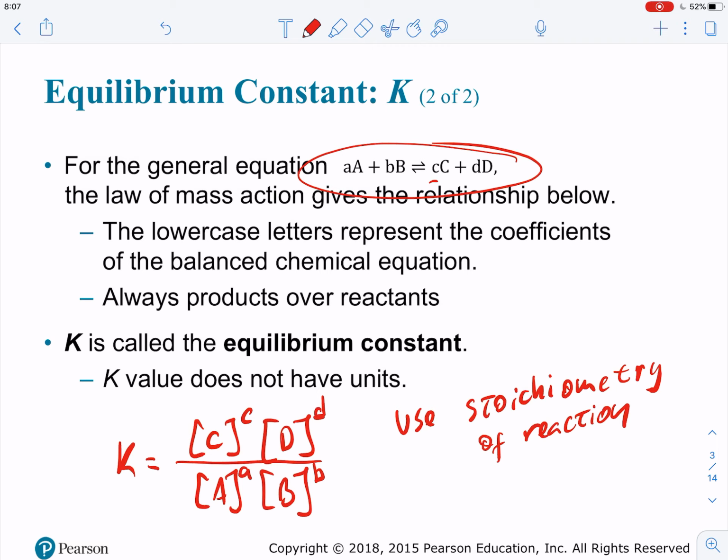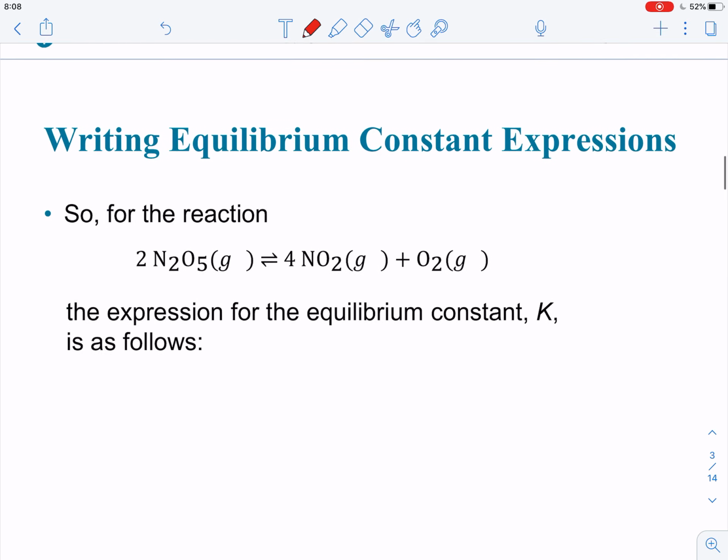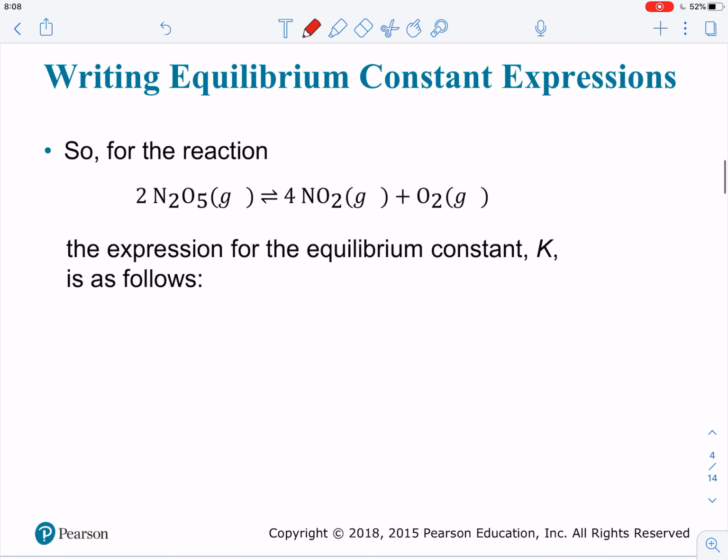You write it based on the stoichiometry of the reaction, so you are going to use the stoichiometric coefficients that you see in the reaction, and you're going to put the concentration of the products over the concentration of the reactants. So this is the normal shape of that equilibrium constant. And if we want to do this for a real reaction, so to speak, we can do that. The reaction is not just A, B, C, D. We have now something that feels a little more real.